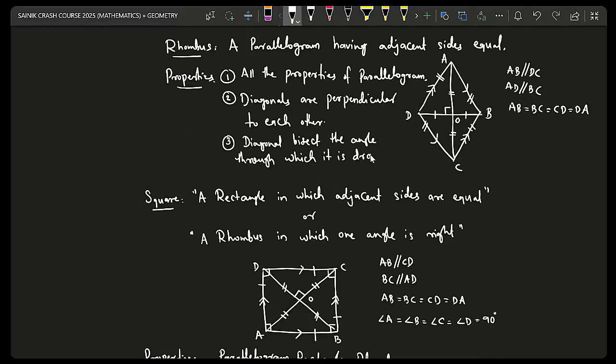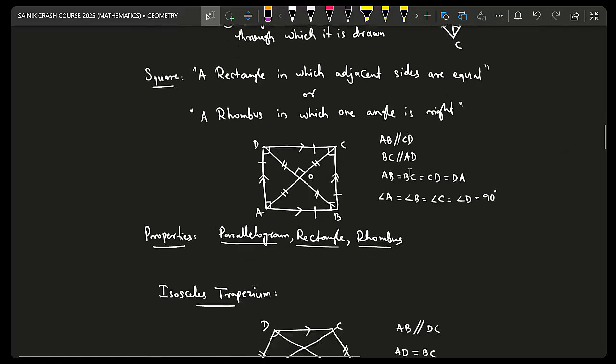So you can see I can take the diagonal AC. AC is drawn through which two angles? Angle A and angle C. That means this angle and this angle are going to be equal, and this angle and this angle are going to be equal. And similarly with BD also. So wherever you draw the diagonal, the angle will be bisected in rhombus. Okay, sir. So these are the types of all the quadrilaterals and their properties.